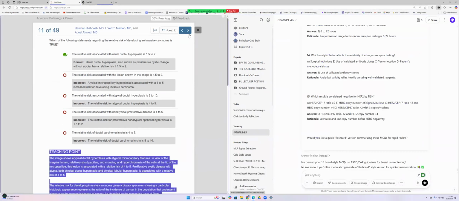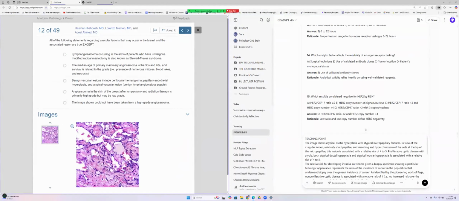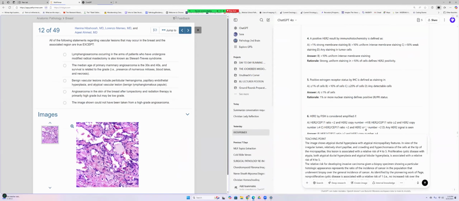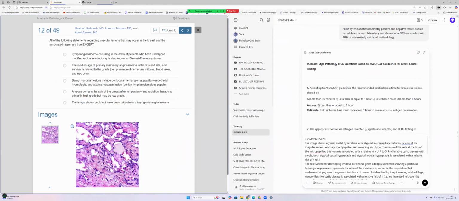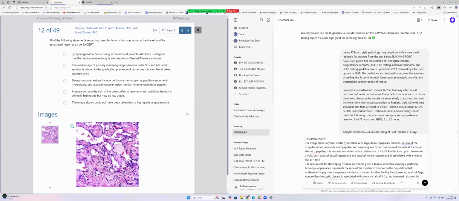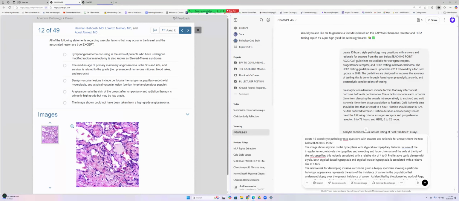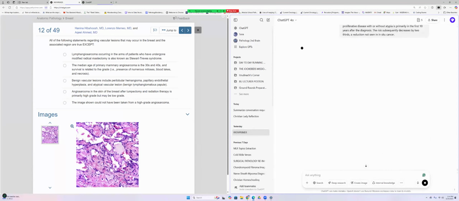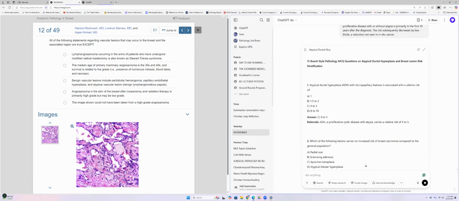Okay, that's good. While we are waiting for it, let's go to this other question. You can start looking at it. All the following statements regarding vascular lesions that occur in the breast and the associated region are true, except: lymphangiosarcoma occurring in the arms of patients who have undergone modified radical mastectomy is also known as Stewart-Treves syndrome. The median age of primary mammary angiosarcoma is the 30s and 40s, and survival is related to grade, presence of numerous metastases, blood lakes, and necrosis. Benign vascular lesions include perilobular hemangioma, papillary endothelial hyperplasia, atypical vascular lesion, and benign lymphangiomatous papules.